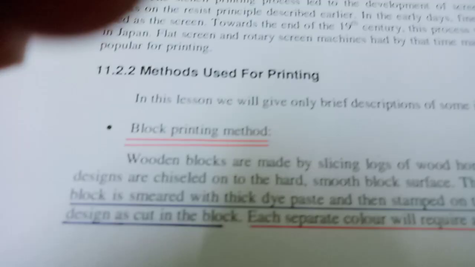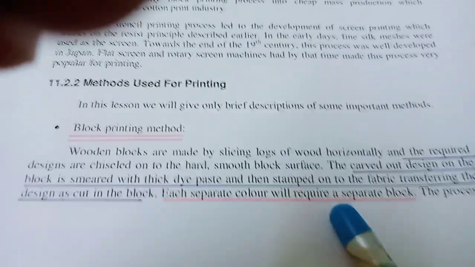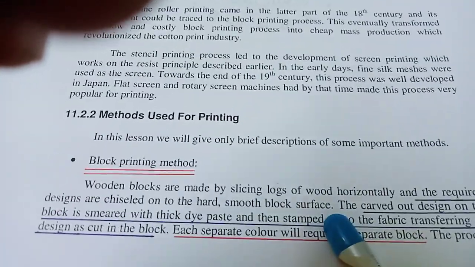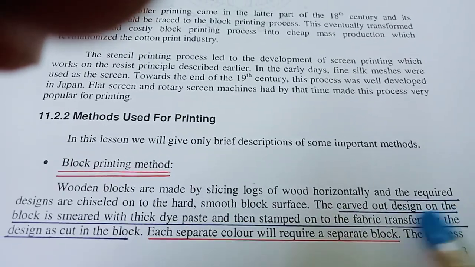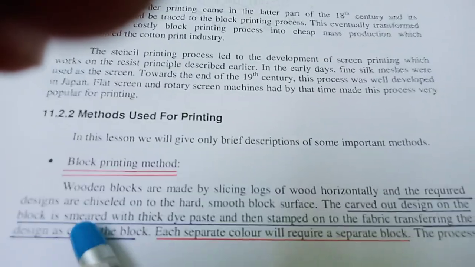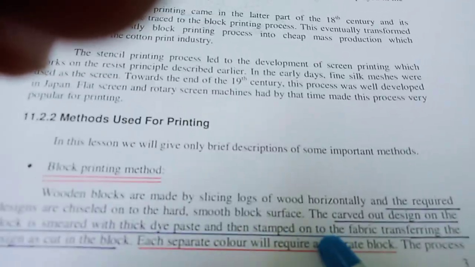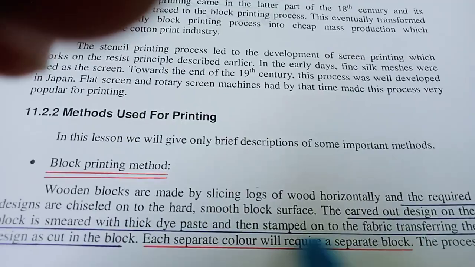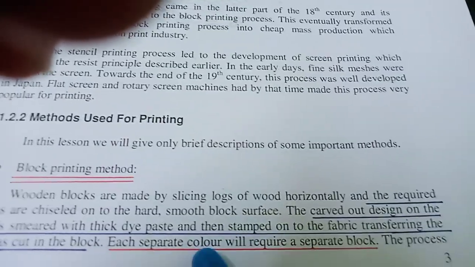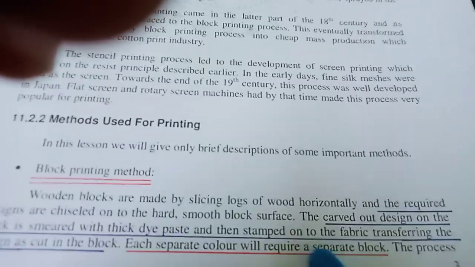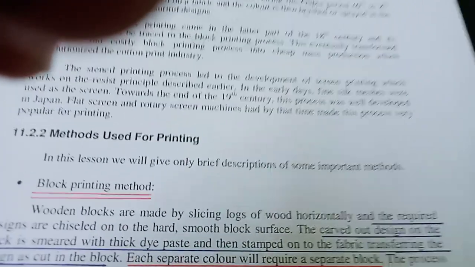There are different types of printing. So first is the block printing method. The design is carved on a wooden block which is smeared, poured with or dipped in a dye paste, and then it is stamped on the fabric. So each separate color and design will require separate blocks.